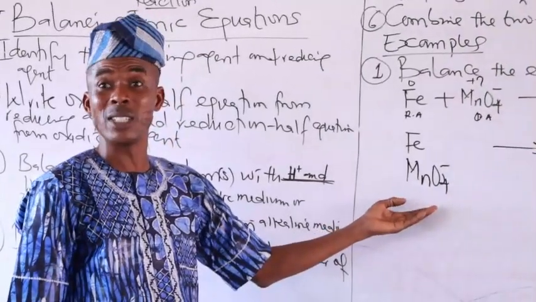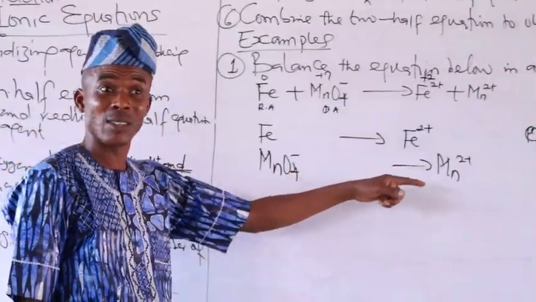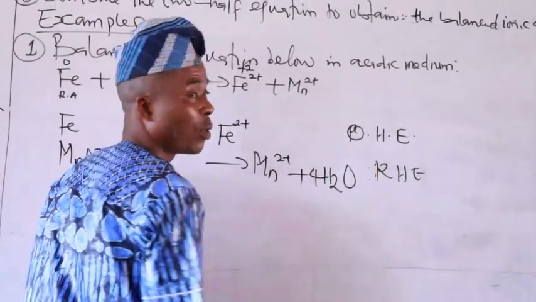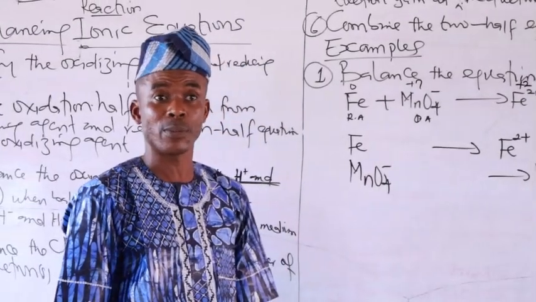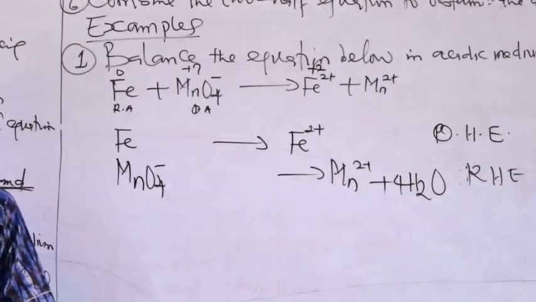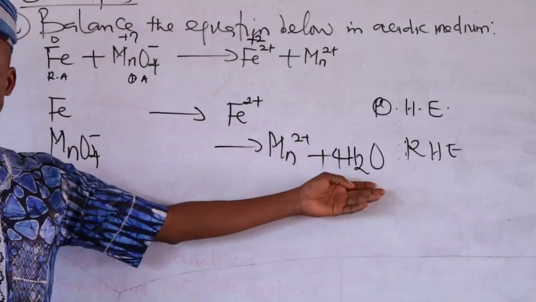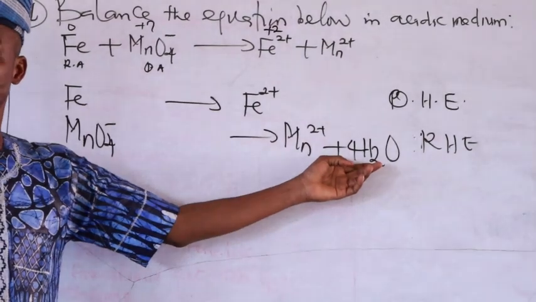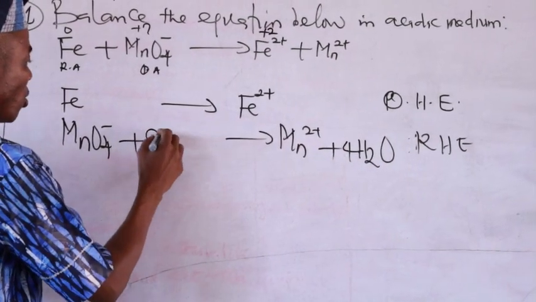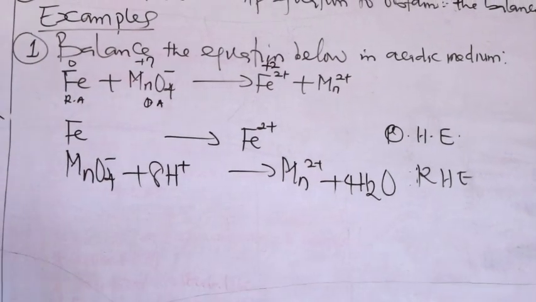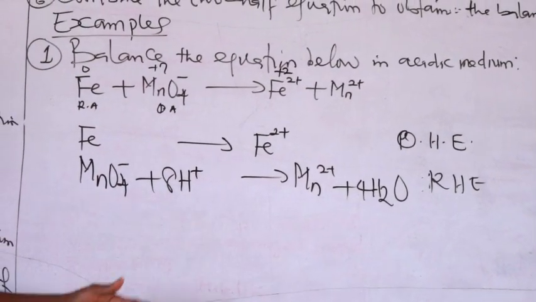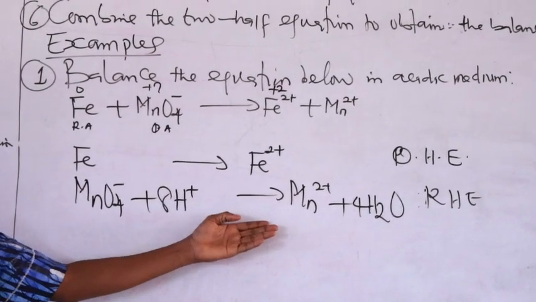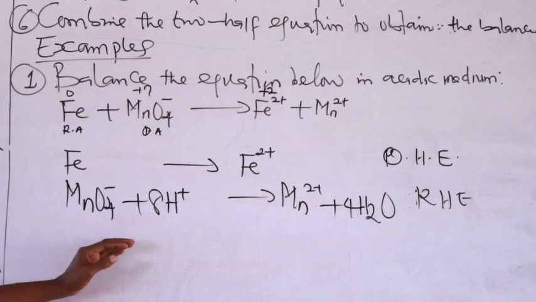How many oxygen atoms do we need? That means we are going to add 4 water molecules. You come here, you add 4 water molecules. Automatically we have balanced the oxygen atom. Then from the 4 oxygen atoms that we have added, how many hydrogen have we gotten here? 8. That means you go to this side, you add 8 hydrogen ion. Automatically we have balanced the atoms. From here, we can see the atoms are balanced.